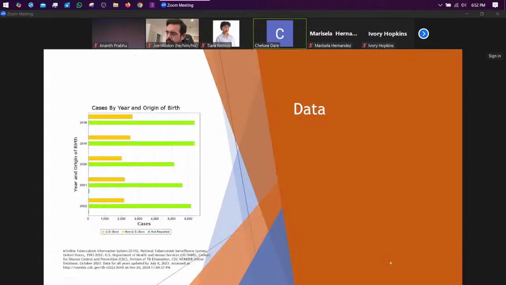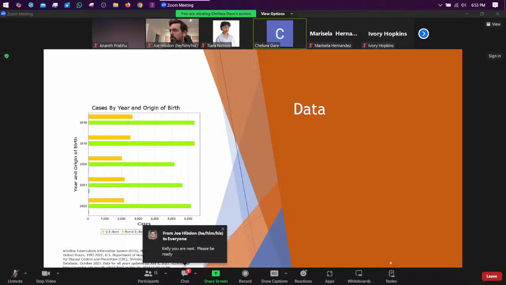Okay, so this chart information was taken from the online tuberculosis information system, and it shows the significant difference between non-US born and US born cases here in the United States. The green is the non-US born and the orange yellow is US born. And so you can see that there's a higher prevalence among the non-US born here in the United States.